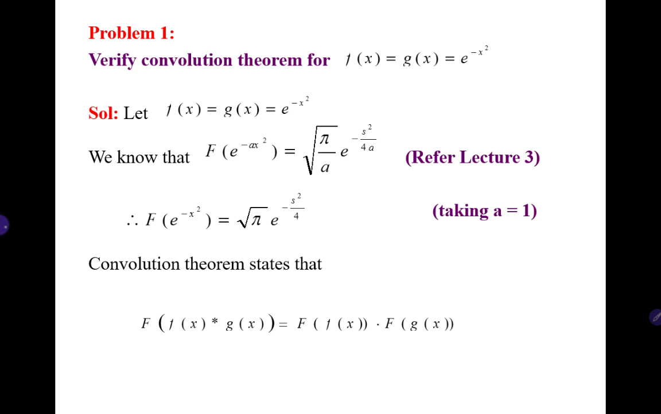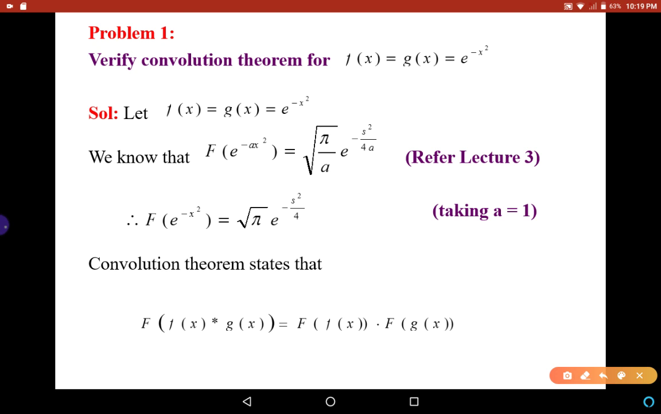And we recall from lecture number 3 that Fourier transform of e power minus ax square is equal to root pi by a times e power minus s square by 4a. This already we solved in lecture number 3. You can refer to that lecture. So by taking a is equal to 1 in this equation, we get Fourier transform of e power minus x square is equal to root pi into e power minus s square by 4.